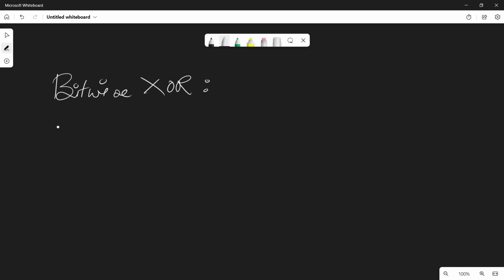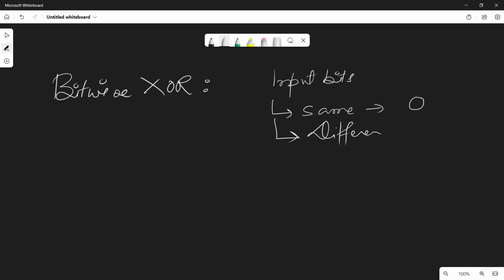Okay, so for bitwise XOR, guys, I will give you a very simple explanation so that you can remember it lifelong. Okay, people tend to otherwise forget this. Just remember this. This logic is more than enough for you. Input bits: whenever the input bits are same, the output will be 0. Whenever the input bits are different, the output bits will be 1.